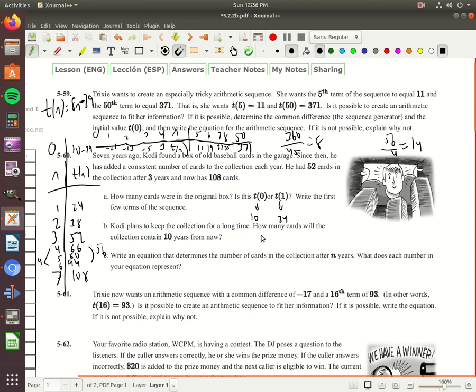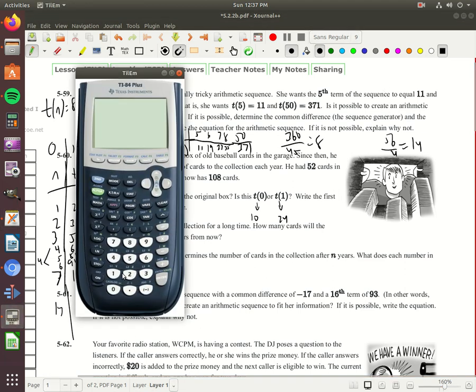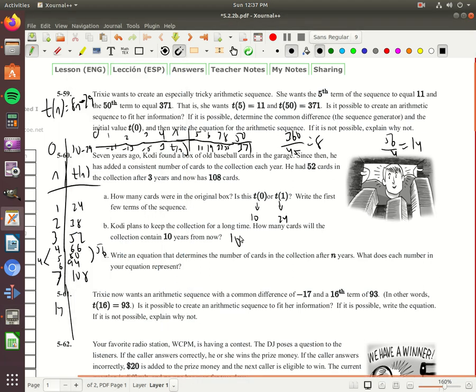Cody plans to keep the collection for a long time. How many cards will be in the collection 10 years from now? Well, right now is year 7, so they want to know 10 years from now. So we're going to plug 17 into this equation. So 17 times 8 minus 29. So it looks like he's going to have 107 cards 10 years from now.